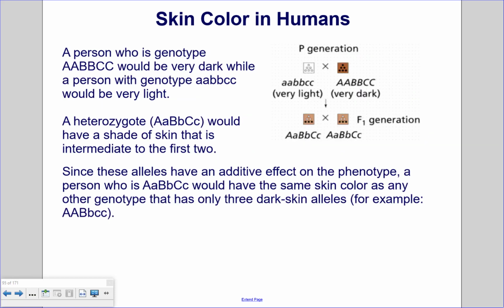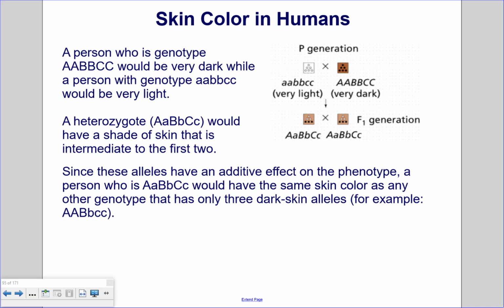Skin color in humans. A person who is genotype homozygous dominant, big A, big A, big B, big B, big C, big C, would be very dark, while a person with genotype homozygous recessive, little a, little a, little b, little b, little c, little c, would be very light. A heterozygote, big A little a, big B little b, big C little c, would have a shade of skin that is intermediate to the first two, right in the middle.